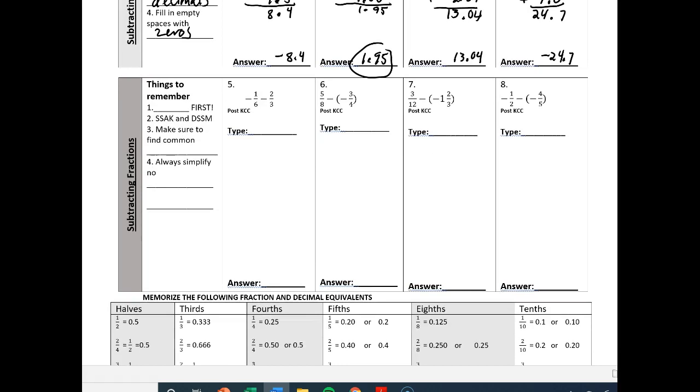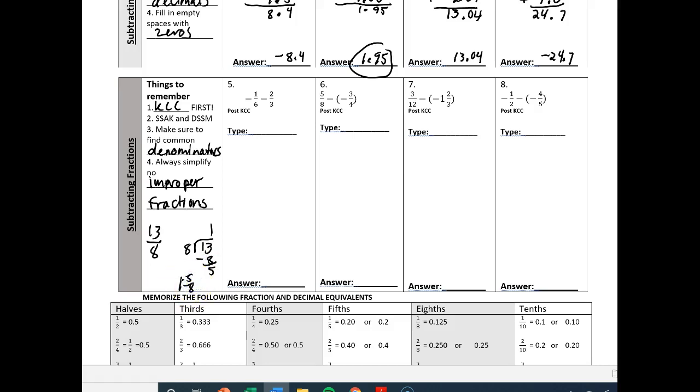Right. So for subtracting fractions, things to remember: we want a KCC first. Anytime we see a subtraction sign, that will lead us to an SSAK or DSSM problem. We need to find common denominators. Got to make sure the denominators are the same, so that's going to require us to multiply by at least a common multiple. And then factor, and then always simplify, no improper fractions. So if I have something like 13 over 8, I got to make sure I simplify this by asking myself, all right, 8 goes into 13 one time with 5 left over, so that's why that's 1 and 5/8.